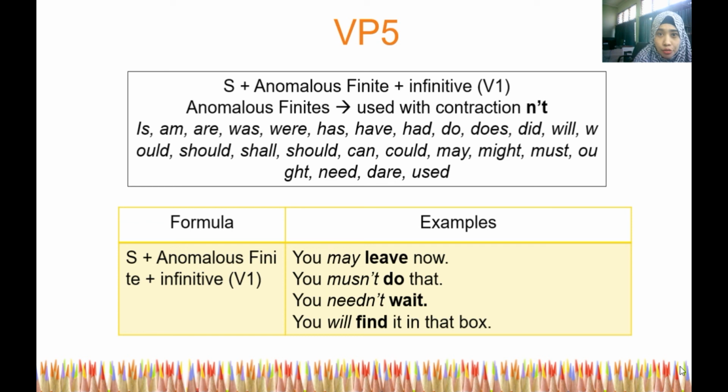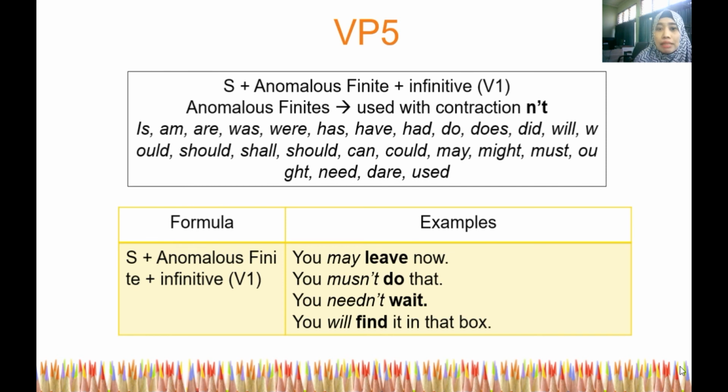Alright, the next one is verb pattern 5. The formula is subject plus anomalous finite plus infinitive or verb 1. Remember, infinitive here is different from to infinitive. Infinitive means the basic form of the verb, or verb 1. Anomalous finites are the verbs that can be used with contraction, like the negative form, where you can make an apostrophe t. For example, is becoming isn't, are becoming aren't, should becoming shouldn't, things like that. So you can also call these verbs modal verbs. The formula is subject plus anomalous finite plus infinitive or verb 1.